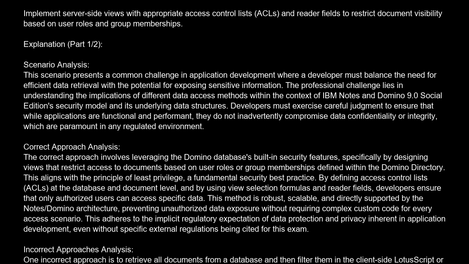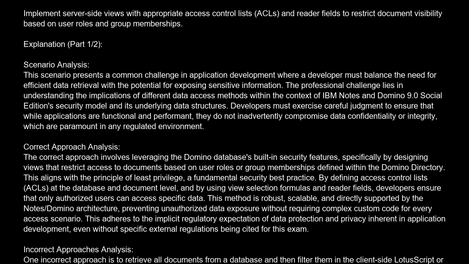The professional challenge lies in understanding the implications of different data access methods within the context of IBM Notes and Domino 9.0 Social Edition's security model and its underlying data structures. Developers must exercise careful judgment to ensure that, while applications are functional and performant, they do not inadvertently compromise data confidentiality or integrity, which are paramount in any regulated environment.